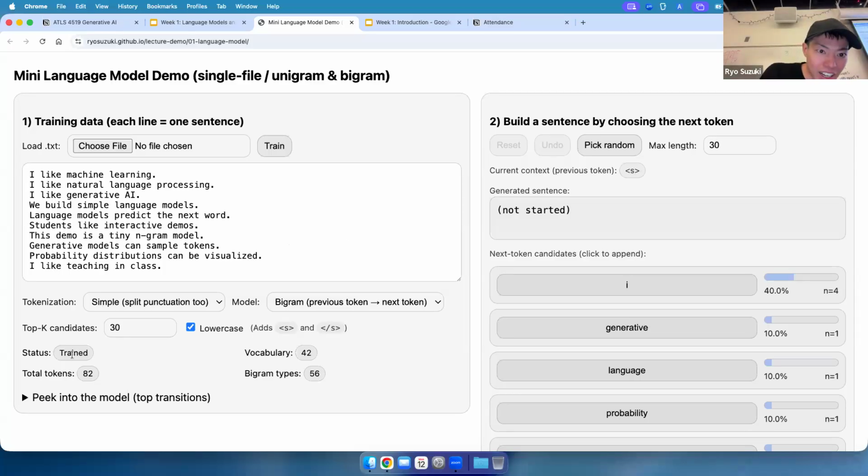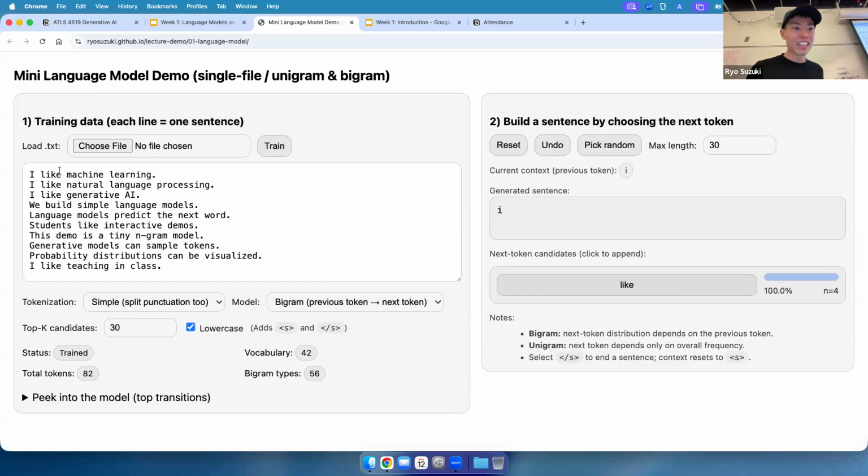And then you can first train it. Again, you can see the next token prediction here. "I" is 40%, and then some other probability. Given this n equals 2, this is the bigram, and then you could just pick a random one. Okay, let me start from the "I".